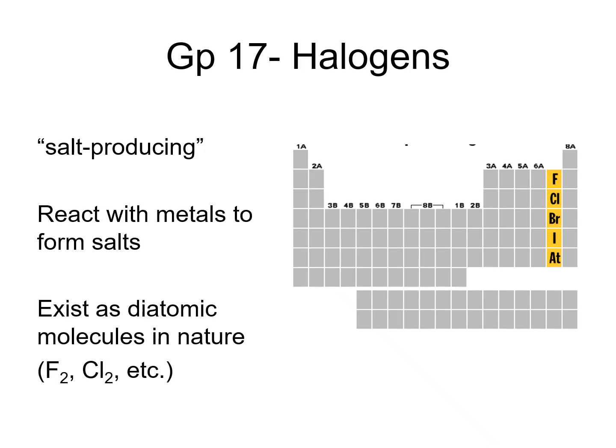Then we're going to jump all the way across the periodic table to the halogens. The halogens are named halogen because it means salt producing. You find them in a lot of salts. They react with metals to form salts. They're very reactive too as well. So they're nonmetals. They're pretty much the most reactive nonmetals, where the alkali metals are the most reactive metals. The halogens are the most reactive nonmetals.